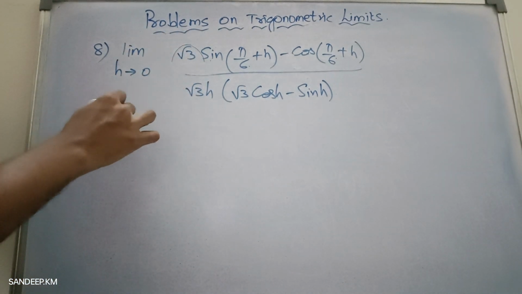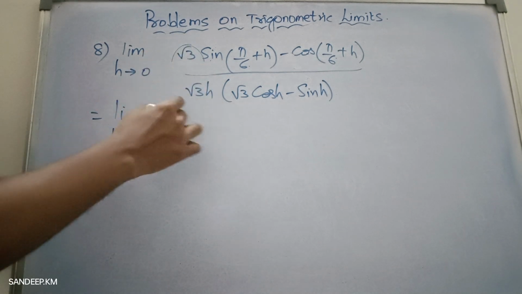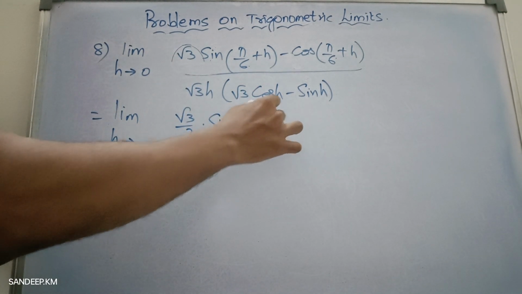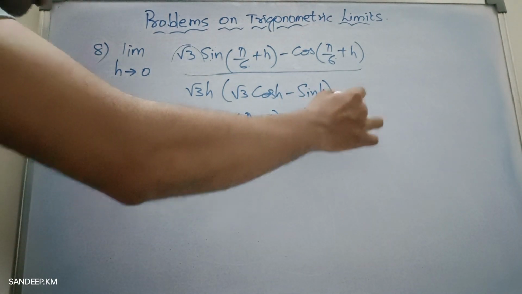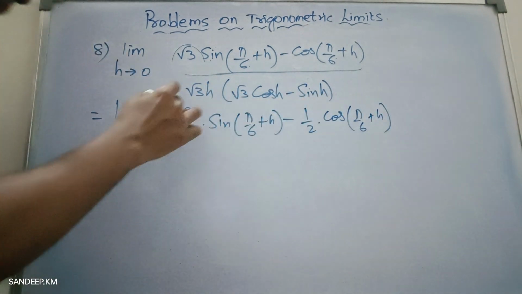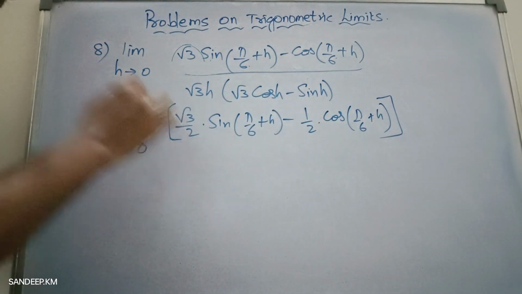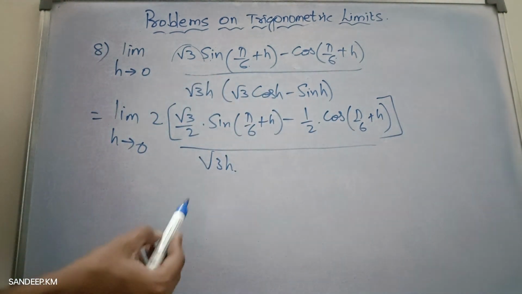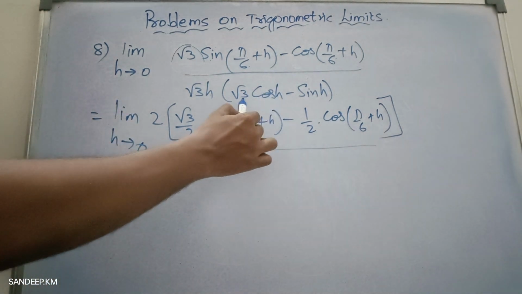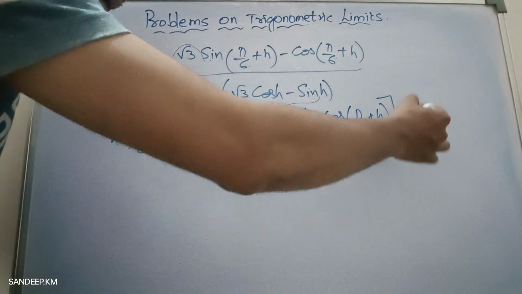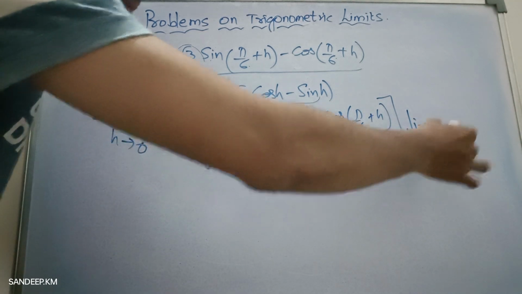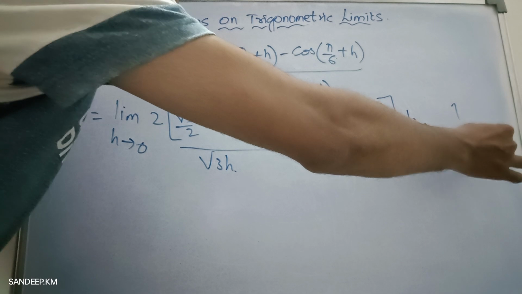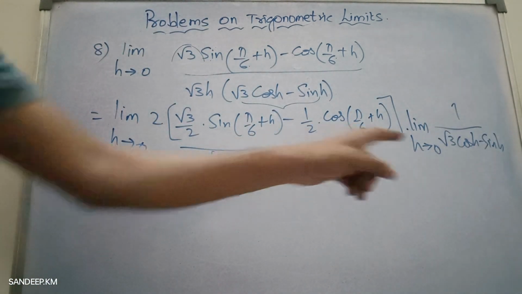Now, limit h approaches 0, root 3 by 2 into sin of pi by 6 plus h minus 1 by 2 into cos of pi by 6 plus h. So what I did, dear students, I just took 2 common. Now the denominator is root 3 h. And I will give this limit separately for this function: limit h approaches 0, 1 divided by root 3 cos h minus sin h. Why should I give the limit separately for this function?